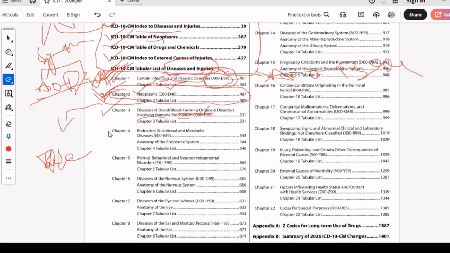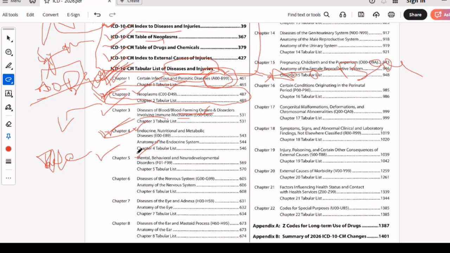So that is related to the third chapter. Coming to the fourth chapter, it is related to endocrine, nutritional and metabolic disorders. All the endocrine system related conditions are listed in chapter 4. And next we have chapter 5, which is related to mental disorders. For the endocrine system, examples we have are hypothyroidism, hyperthyroidism, diabetes mellitus, and malnutrition. All those conditions come under endocrine system disorders.